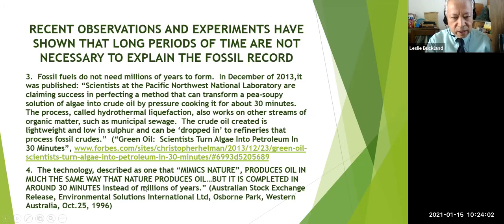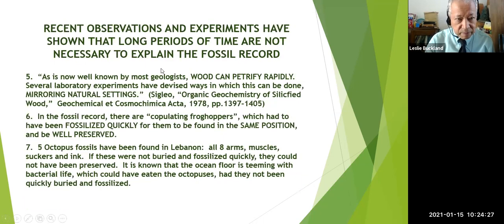They're still holding on to the millions of years, though they have experiments that contradict it. But they still admit the possibility of this happening in a short time. And this is where I got this information from. So recent observations and experiments have shown that long periods of time are not necessary to explain the fossil record.